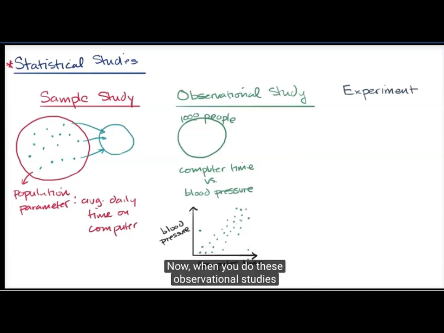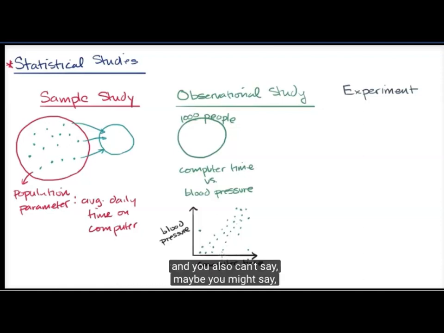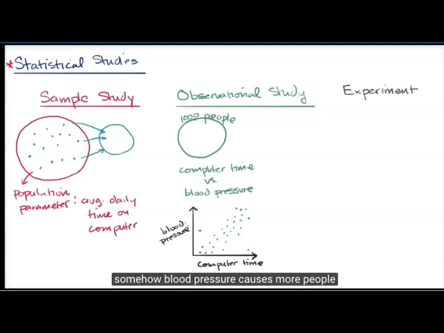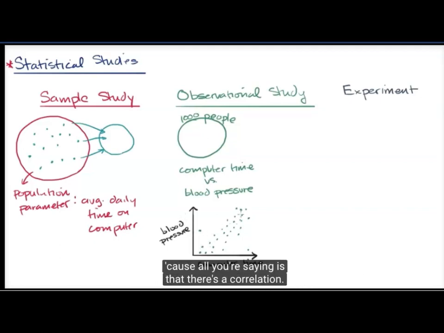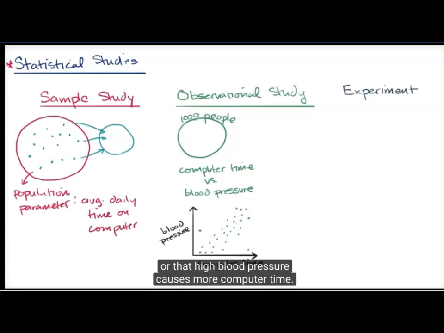Now, when you interpret these observational studies, or when you read about someone else's, it's very important not to say, oh, this shows me that computer time causes high blood pressure, because this is not showing causality. And you also can't say, maybe somehow blood pressure causes people to spend more time in front of a computer. That seems a little bit silly here, but they're actually the same, because all you're saying is that there's a correlation. These two variables move together. You can't make a conclusion about causality. Why can't you make that?